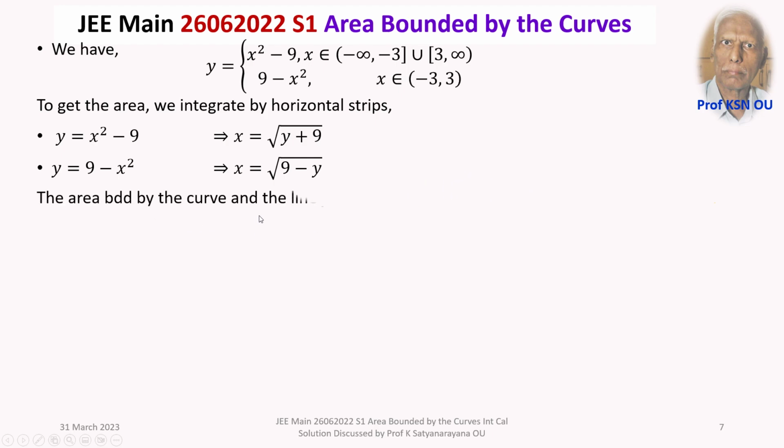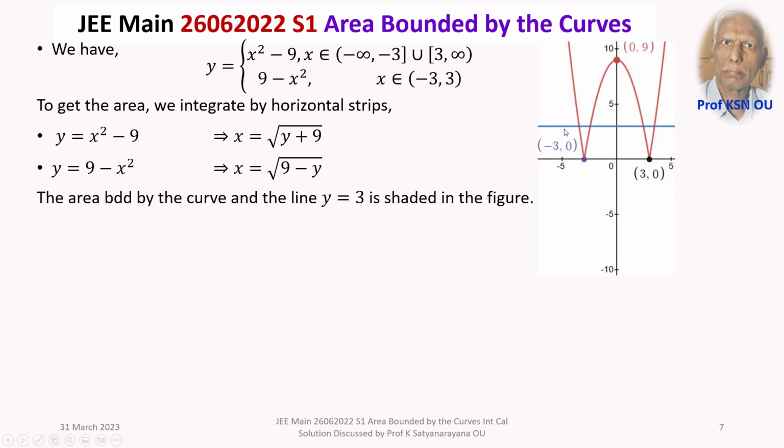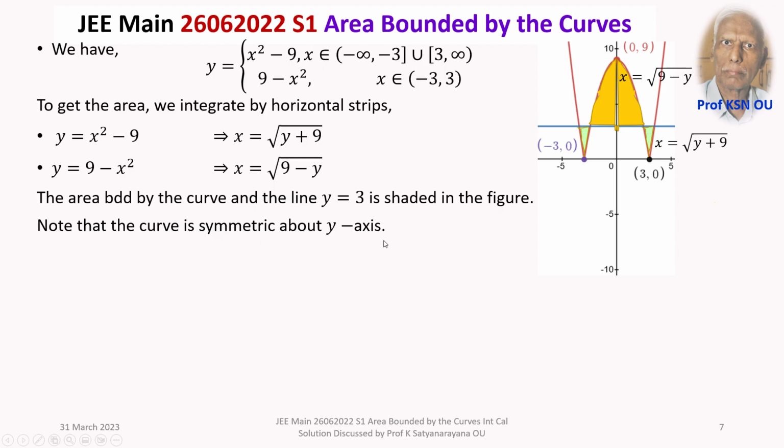Agreed. Now the area bounded by the curve and the line y is equal to 3 in the shaded region is this one. This is the curve x is equal to under the square root of y plus 9. This is also x is equal to under the square root of y plus 9. And this curve is x is equal to root of 9 minus y. This region is shaded, and these portions are also shaded. Now what we observe is that the curve is symmetrical about the y-axis.